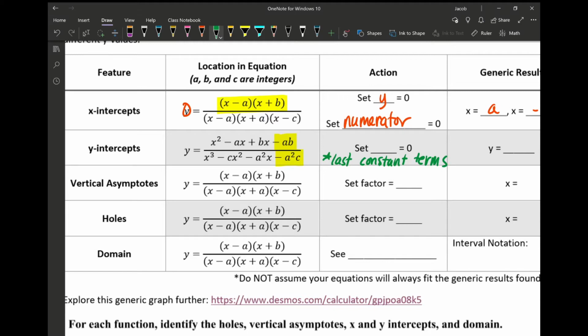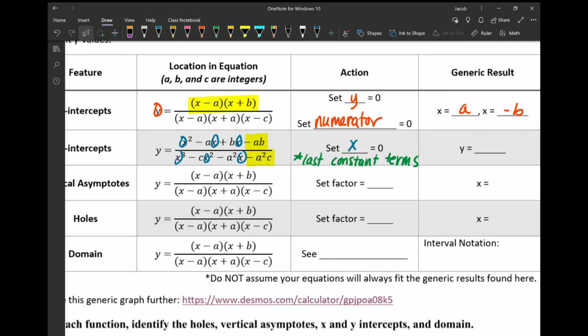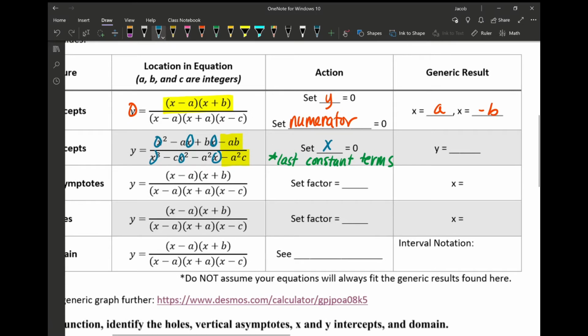So we're going to set our x variables equal to 0. If all of these x's are 0, then we can figure out what our y value is. So here we have something a little nasty that comes out as our generic result, but it's going to be pretty easy to work with since it's just a couple numbers. We'll have negative ab divided by negative a squared c.